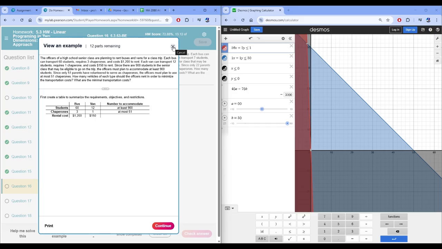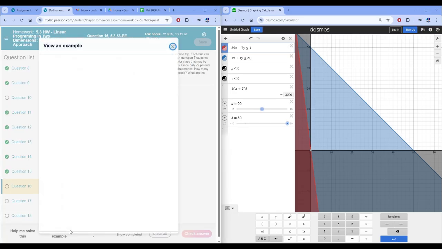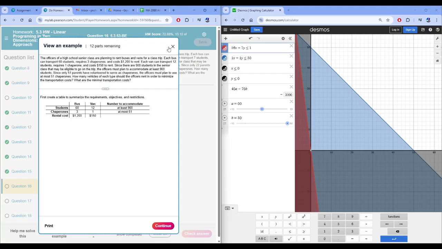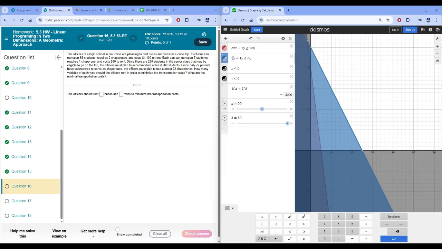So for us, it's going to be how many students can we get? So for each bus can do 56 students and then 7 students. That's 7y. Must be less than what? What did they make it? At least 280 students. And then over here, I have for my adults, the bus is 2x plus 1y is less than 22.